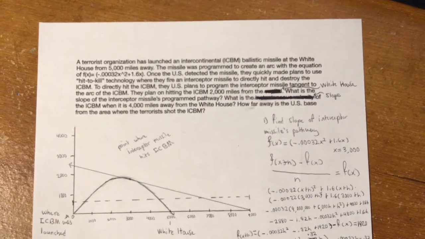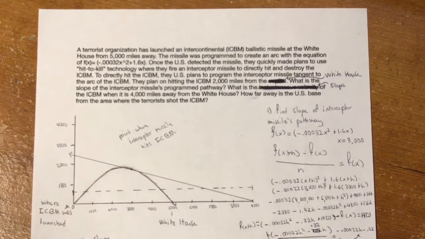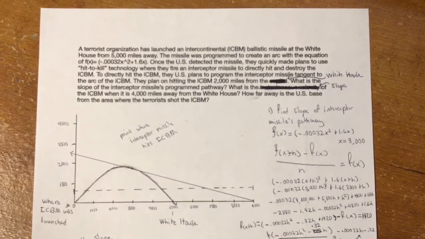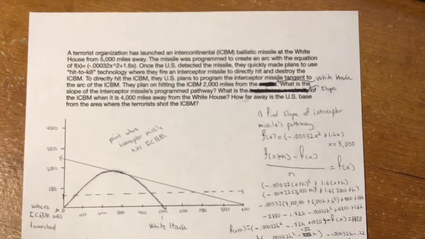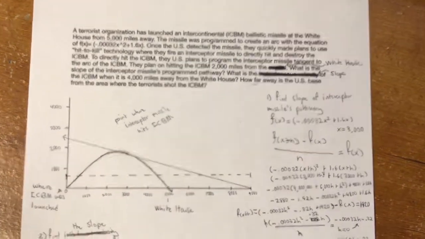What is the slope of the interceptor missile's programmed pathway? What is the slope of the ICBM when it is 4,000 miles away from the White House? And how far away is the US base from the area where the terrorists shot the ICBM?